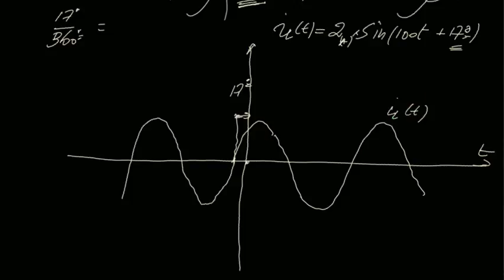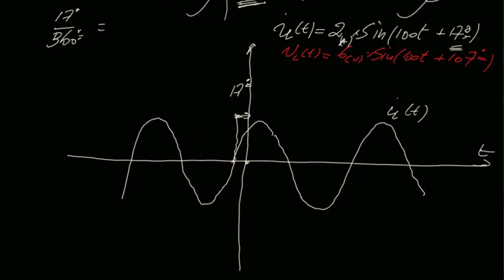How about if I wanted to represent VL of t? Let's just say I'm using a red color. Well, this is what it means. VL of t, by the way, is 6, I think it's 6, sine of 100t plus 107 degrees. What does this really mean? Well, 107 is 17 plus 90.